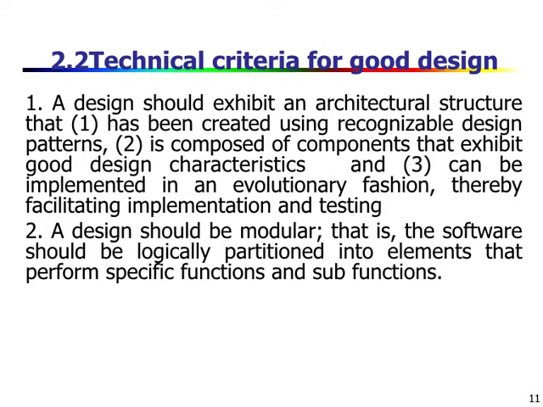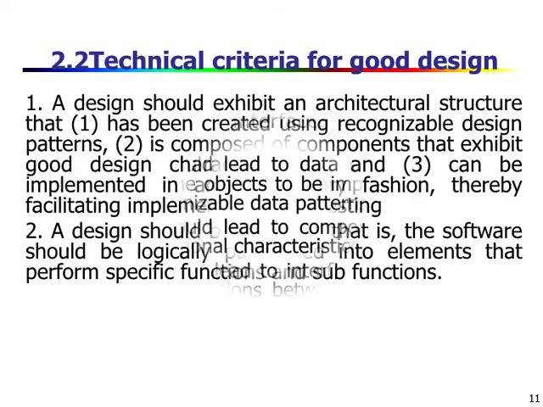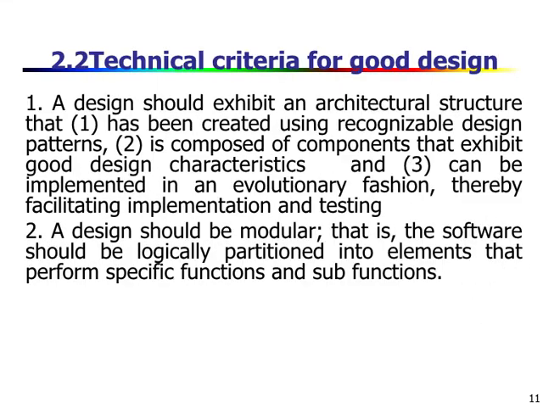In order to evaluate the quality of a design representation, we must establish some technical criteria for good design. So there are mainly 7 technical criteria for a good design that are given here. The first one is: the design should exhibit an architectural structure that has been created using recognizable design patterns, is composed of components that exhibit good design characteristics, and can be implemented in an evolutionary fashion, thereby facilitating implementation and testing.